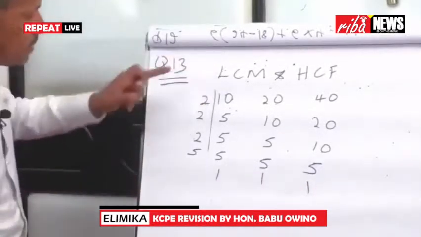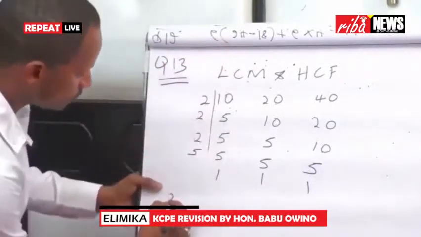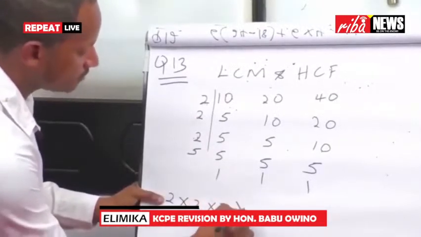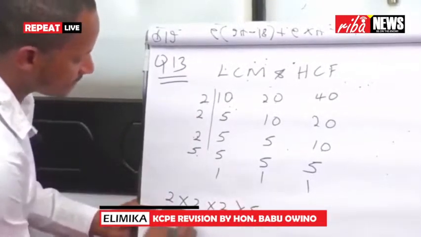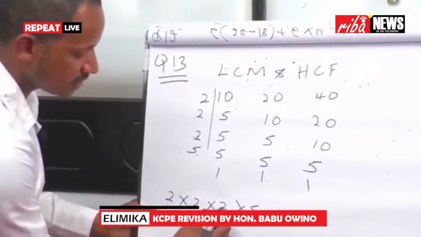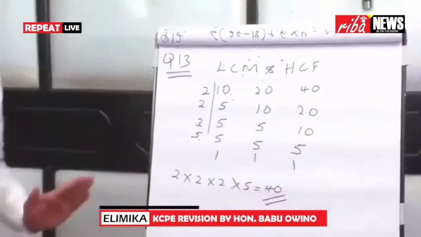Therefore, our LCM, the least common multiple, is 2 times 2 times 2 times 5. This is 8 times 5. 2 times 2 is 4. 4 times 2 is 8. 8 times 5 is 40. That is our LCM.